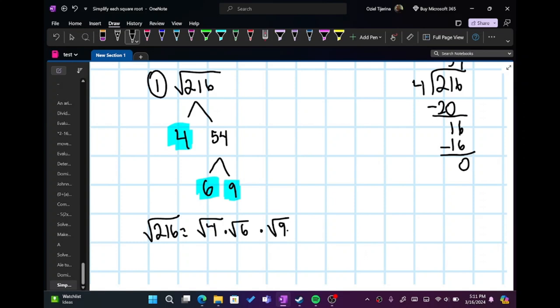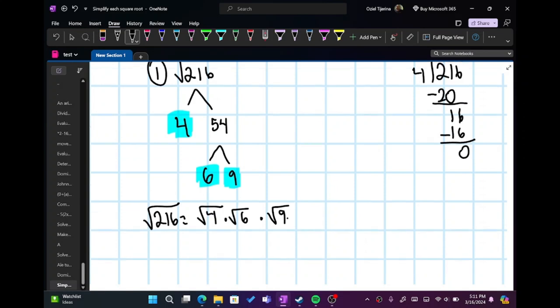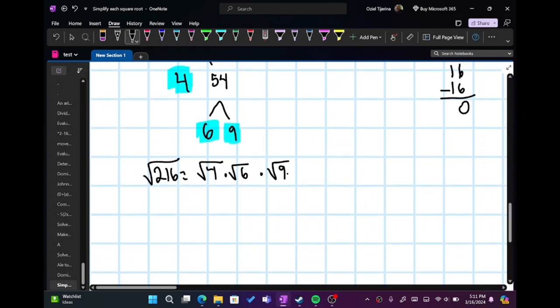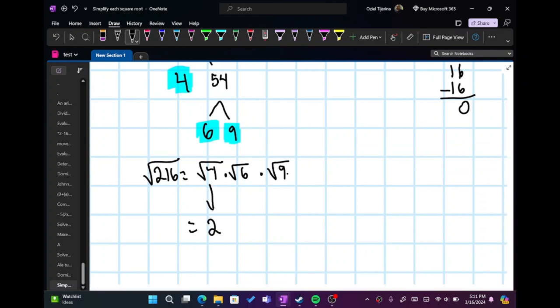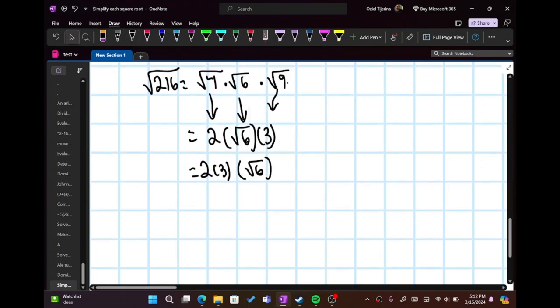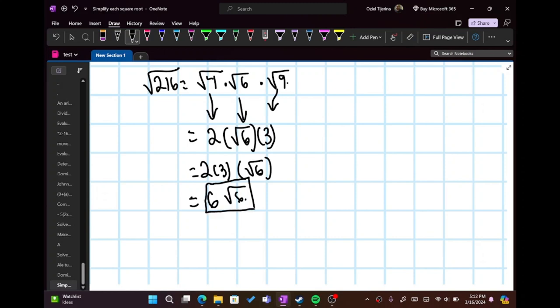So you're gonna make all of these into square roots, right? So this one is 2, times the square root of 6, right? That stays the way it is. And then times the square root of 9. The square root of 9 is 3. So we know that this is equal to 2 times 3 times the square root of 6. And then we can clearly see that this is going to equal 6 times the square root of 6. And that should be your final answer.